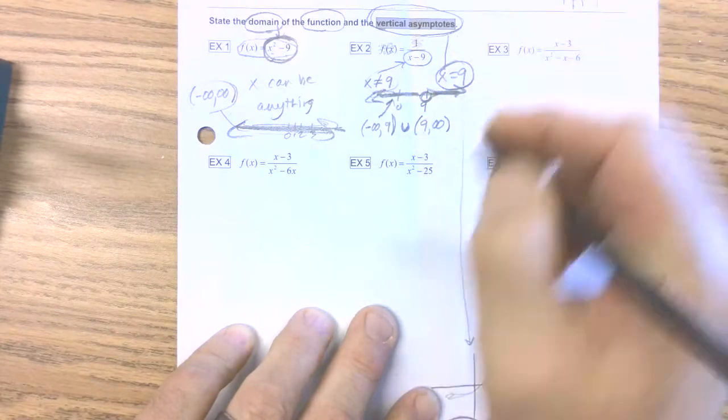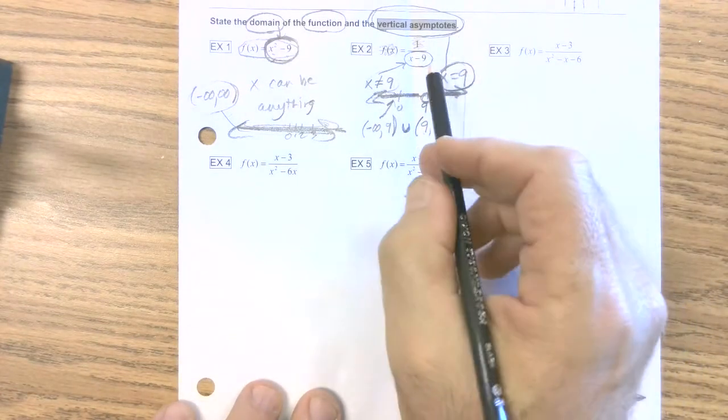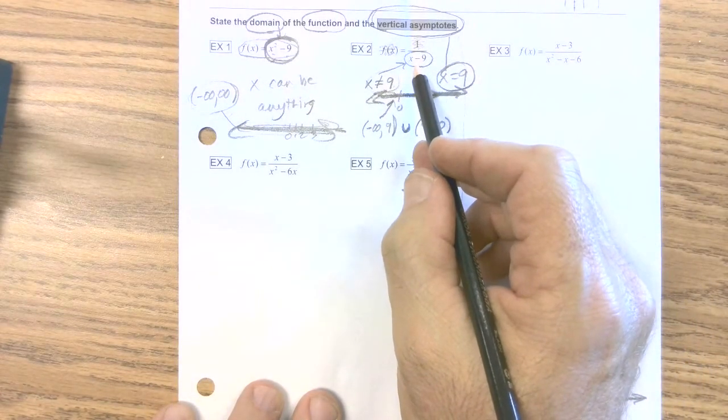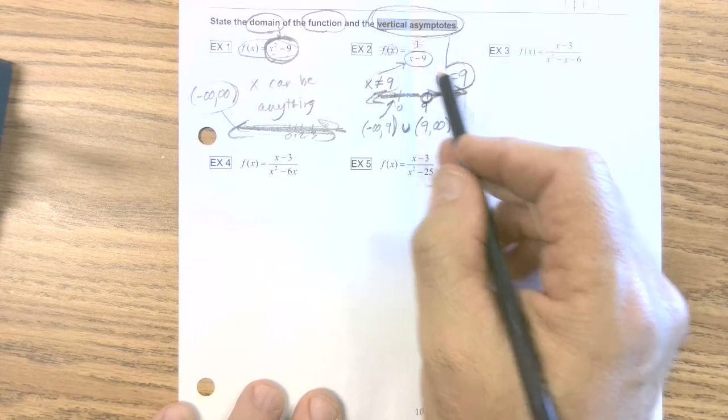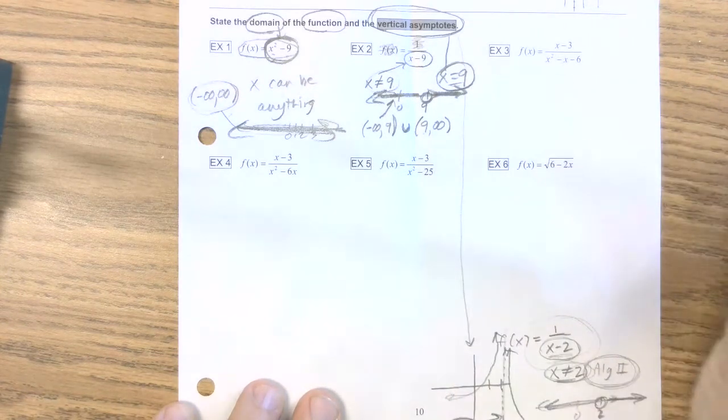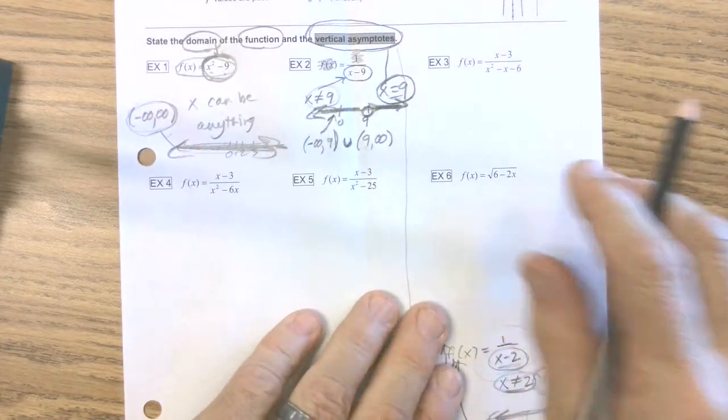Now again, I'm not graphing it, but if you did go to Desmos.com, type this in, you will see that it will not cross x equals 9. Let's go to example 3.